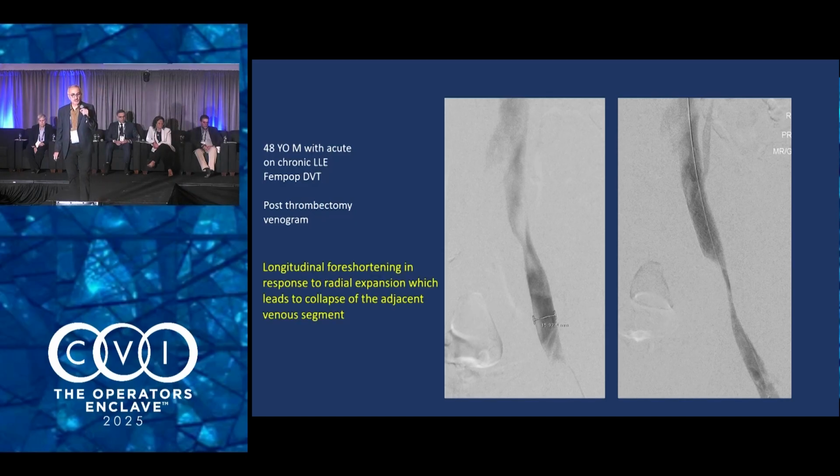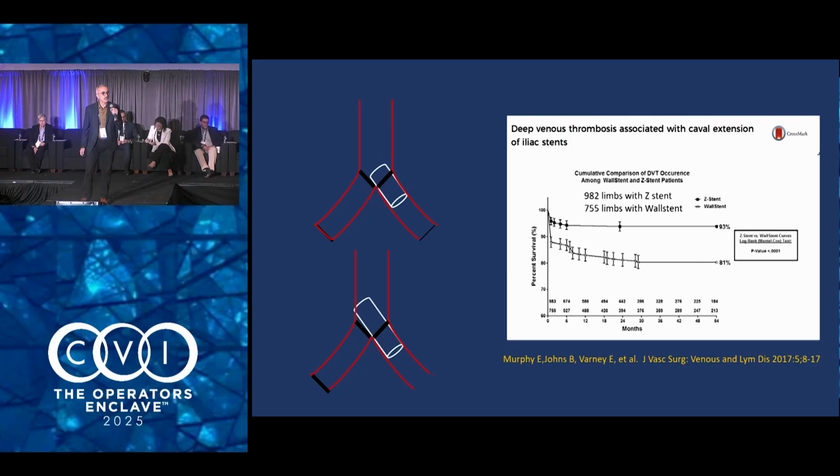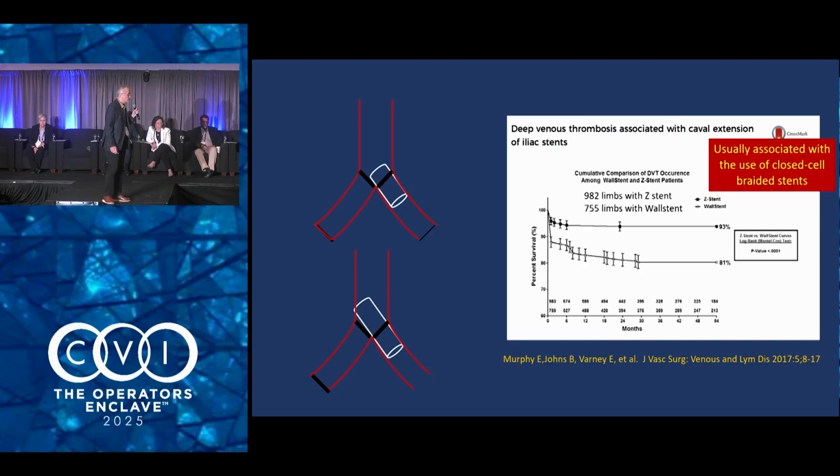Now, longitudinal foreshortening in response to the radial expansion leads to the collapse of the adjacent venous segments. So a couple of other things. Avoid extending into the other side, especially if you're using stents like the Wallstent. They can compress and cause DVT on the other side. This is a paper from one of our colleagues, Erin Murphy, who established this, and we all know this can happen. It's usually associated with the use of closed-cell braided stents. There are not that many of them on the market, but be cognizant of it.